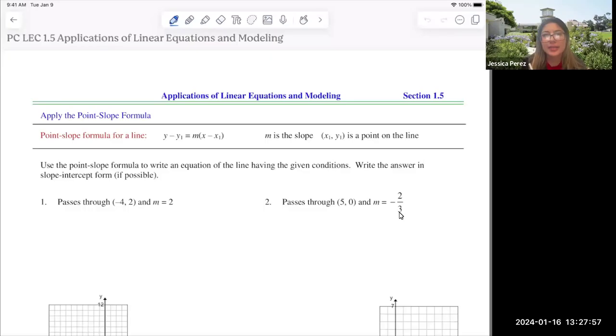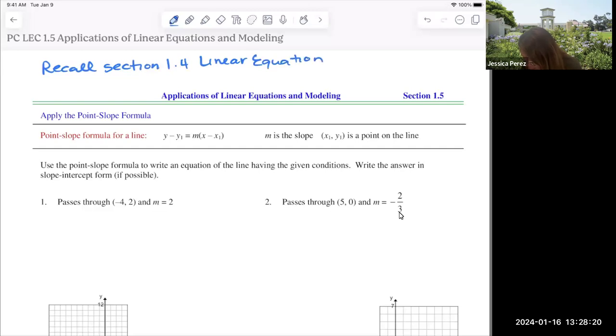Hi everyone, welcome back. Today what we're going to be going over is section 1.5, which is applications of linear equations and modeling. Let's recall that section 1.4 was linear equations.